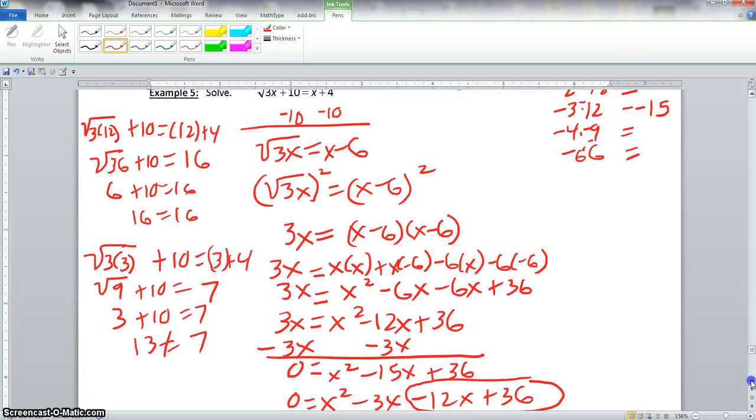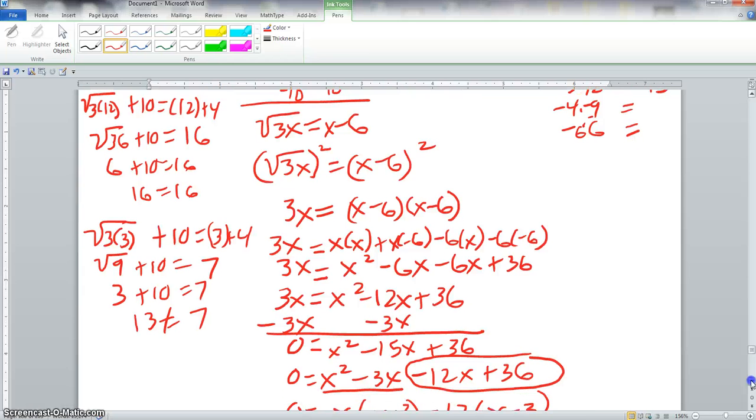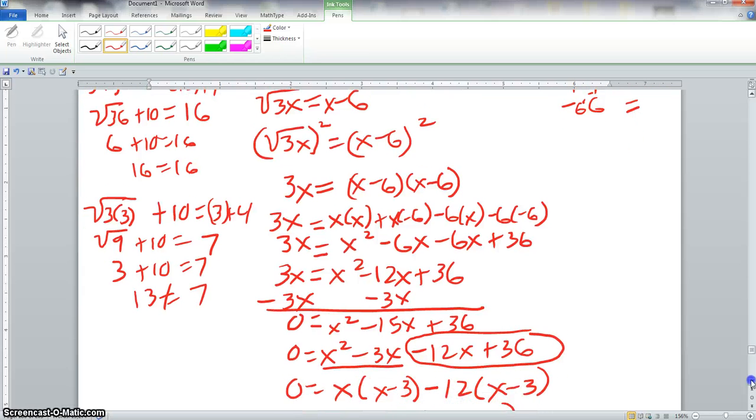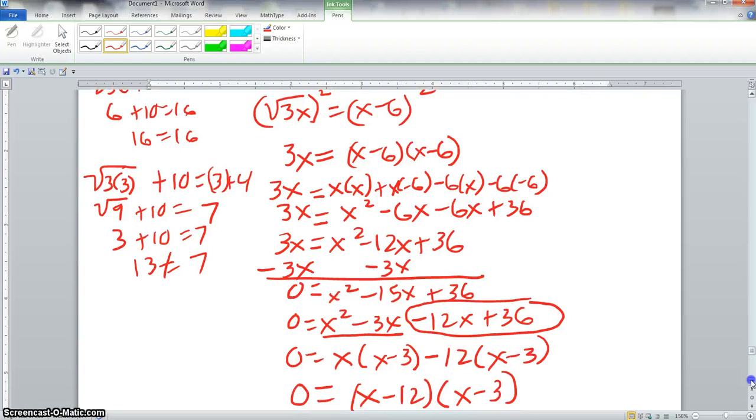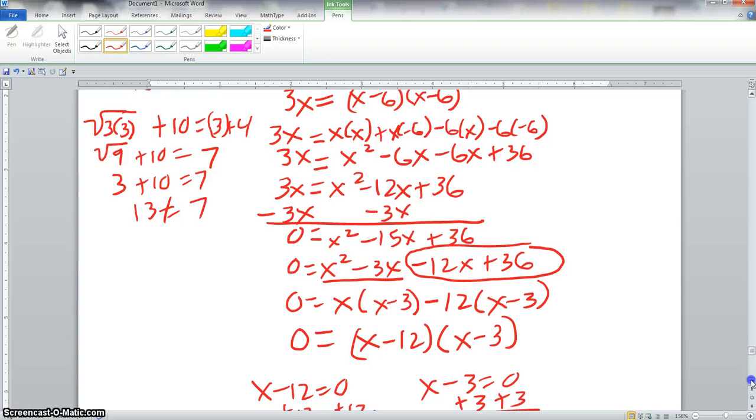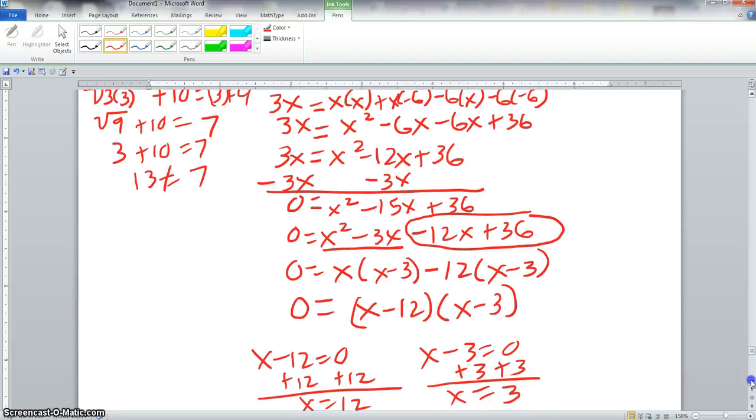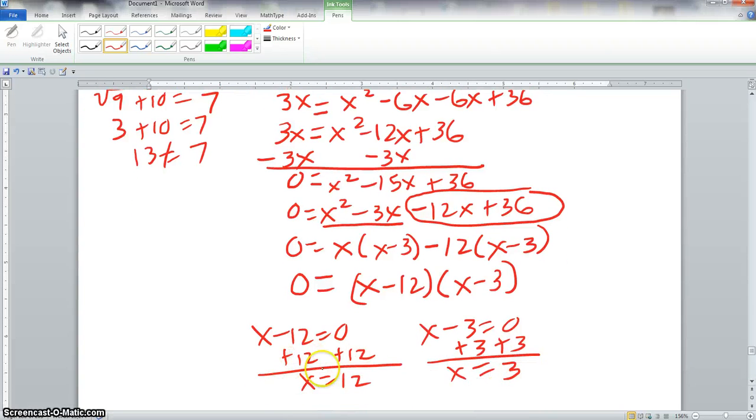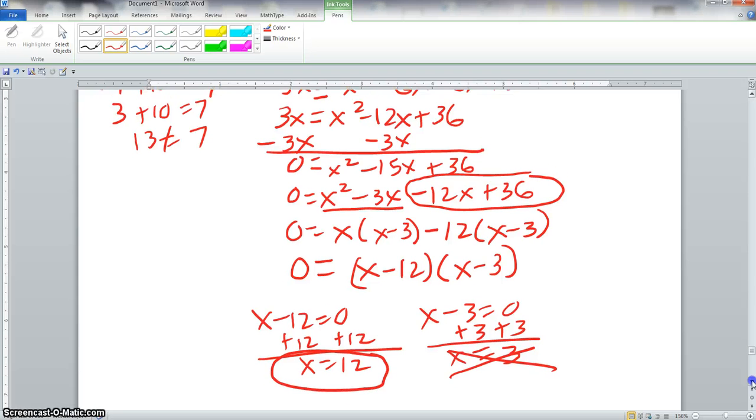So our final answer here, we scroll back down here, our final answer would just be 12. It would not include 3 because 3 does not work. So it is very important that you check your answers to make sure that it works. So x equals 12 is our answer, and we know x equals 3 will not work.